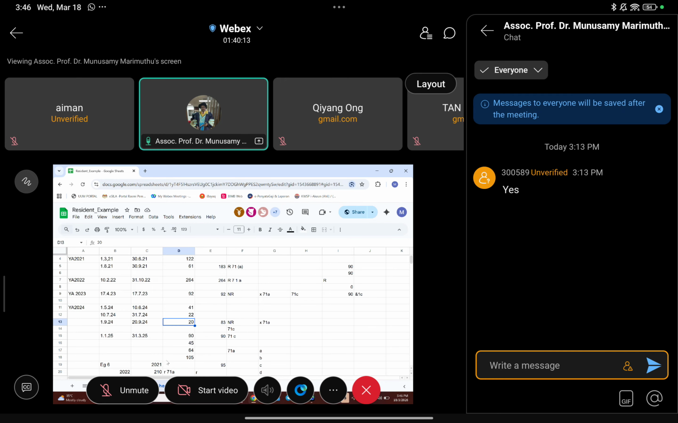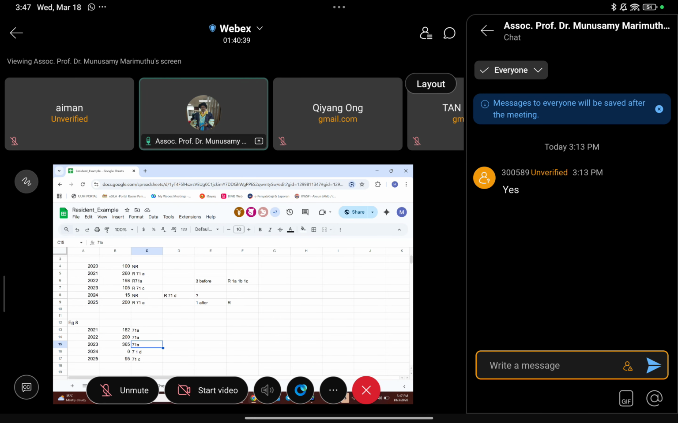Unfortunately, 83 cannot. But 90 days can. Why? Because we will take 3 out of 4. This is number 4, number 3, number 2, and number 1. So number 4, 83, cannot. But we need only 3 out of 4. So definitely it falls under 1C.